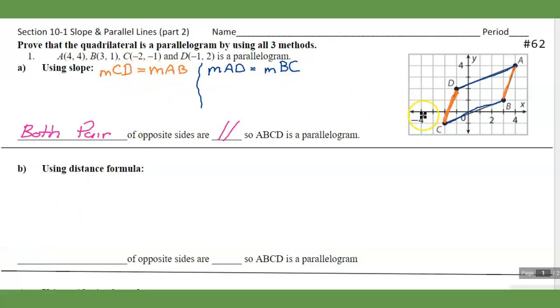Right. So the slope of CD is just going to be up 1, 2, 3 over 1. Just doing the same thing and showing the same number. And the slope of AB is up 1, 2, 3, and over 1. So we're just verifying this.